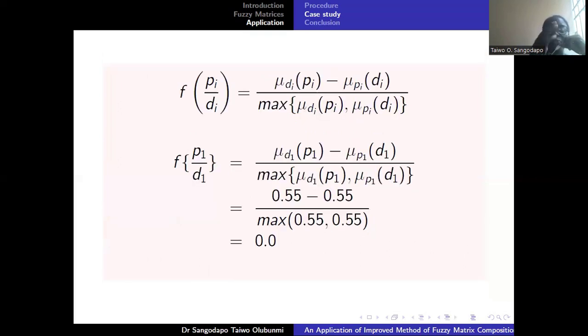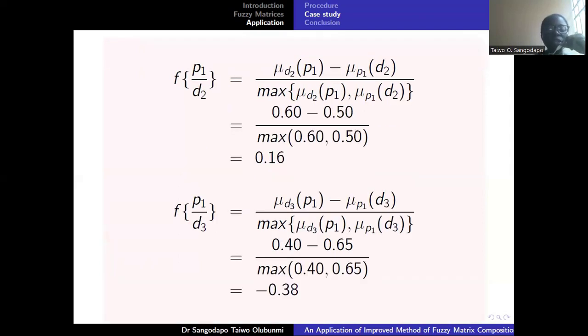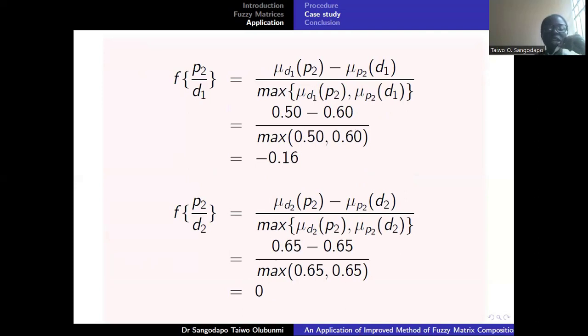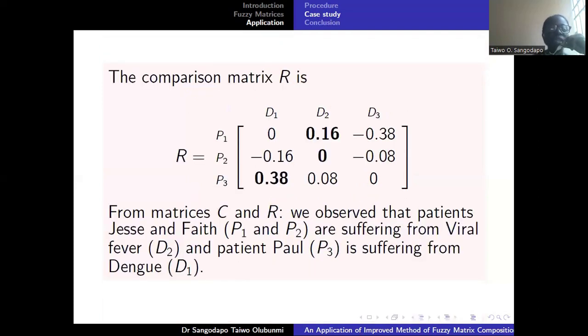And this is how we find the comparison matrix. We find the F of P, the patient ratio, the disease. Then we find for P1, P2, P3, D1, D2, D3. Then we have these values. Then here comes our composition matrix R, that is 0, 0.16, minus 0.38, minus 0, minus 0.16, 0, minus 0.08, 0.38, 0.08, then 0.